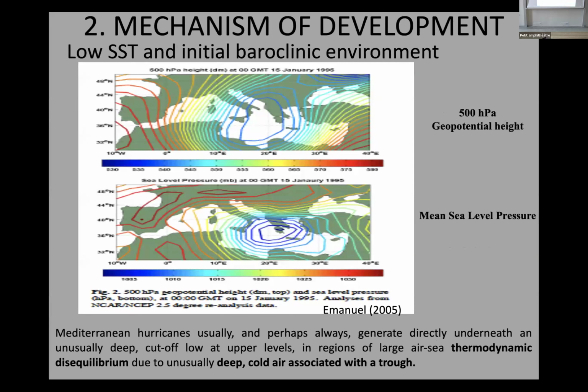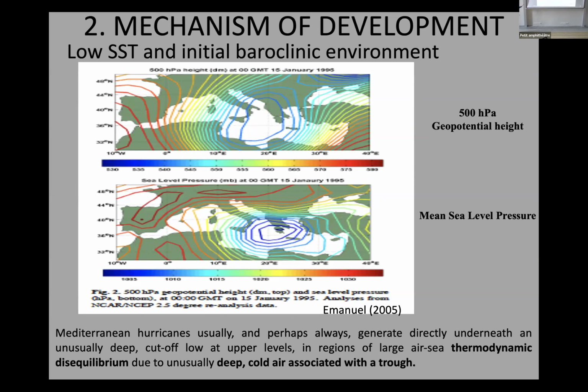The other point is about the mechanism of development. Again, from a Kerry Emanuel paper, the forcing is the development under a deep flow at upper levels that generates the thermodynamic disequilibrium, and is associated with the trough. So you have an upper level low at the top. There is a cyclone generated in the low level. And so for sure, there is a baroclinic component at the beginning of the cyclone lifetime.